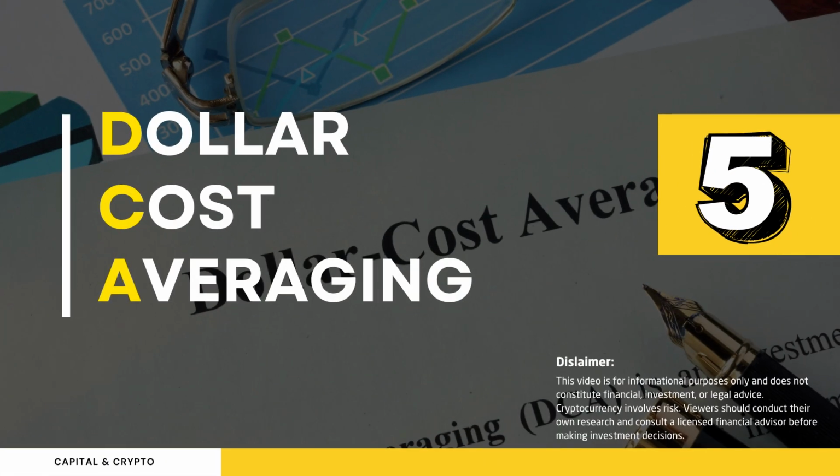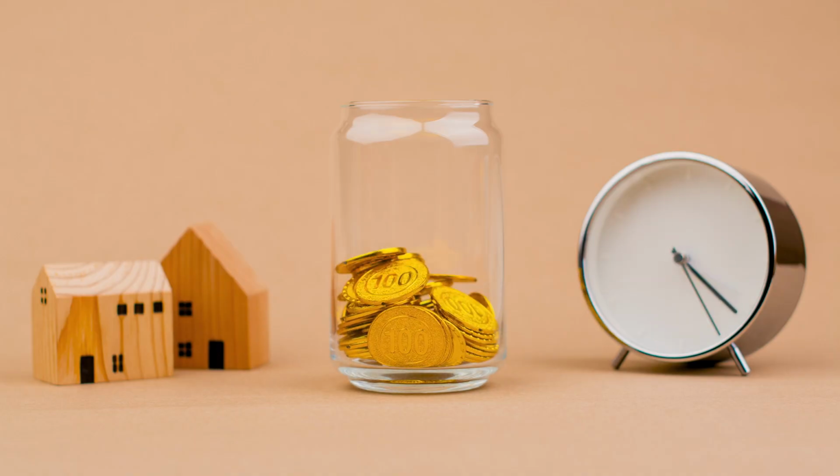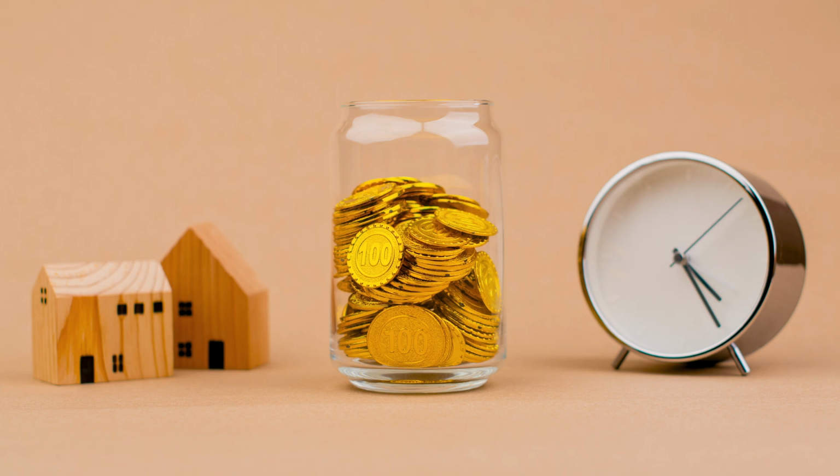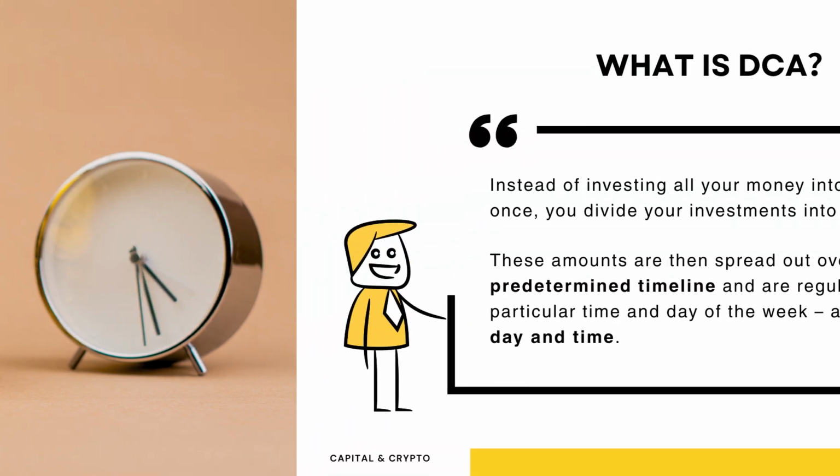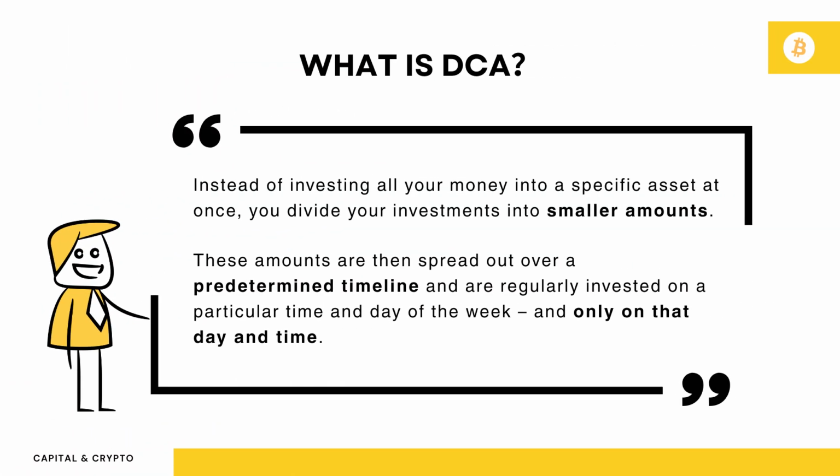The last strategy we're going to cover is dollar cost averaging. If you're looking for a crypto trading strategy that doesn't involve indicators, then dollar cost averaging might interest you. DCA is a popular strategy for both beginners and experts. Instead of investing all your money into a specific asset at once, you divide your investments into smaller amounts. These amounts are then spread out over a predetermined timeline and are regularly invested on a particular time and day of the week, and only on that day and time.